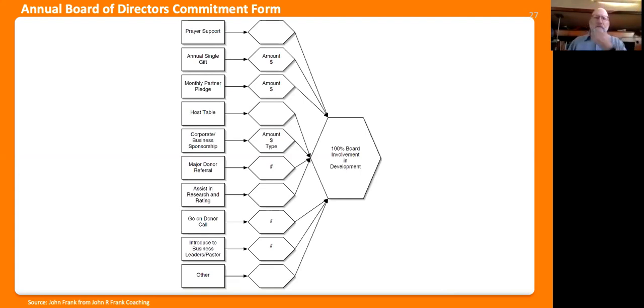That's not right. So I created this: prayer support, an annual single gift, a monthly partner. They will host a table at something. Their business will sponsor something. Maybe they know some major donors. Maybe they're in that world. Maybe they want to sit down with you, that form that we went through, the rating 1, 2, 3, 4, and they want to assist in the research and rating. Maybe they say, we're talking to so-and-so who owns this company, and I'm his vice president, I'm going to go with you on a donor call. Or I'm going to introduce you to 2 of my business friends and my pastor this year, or something else.